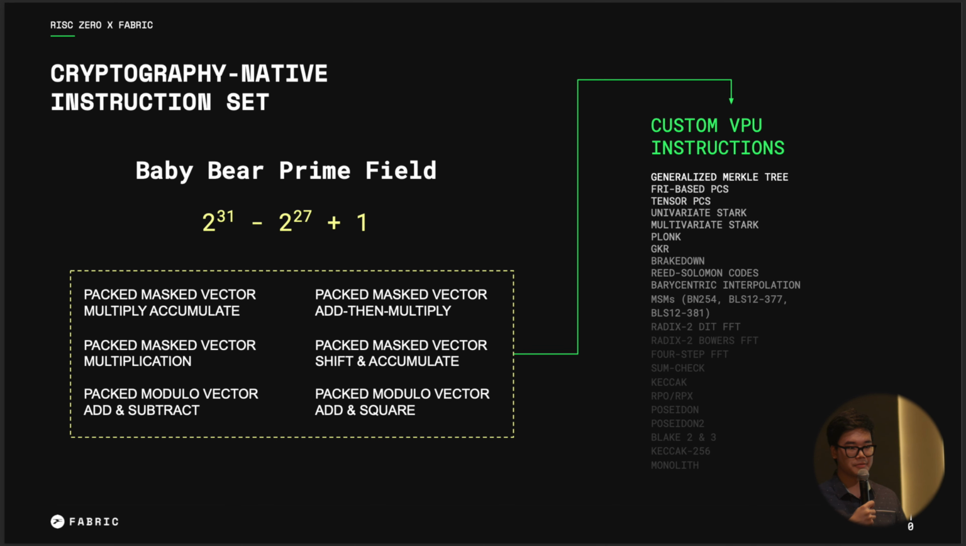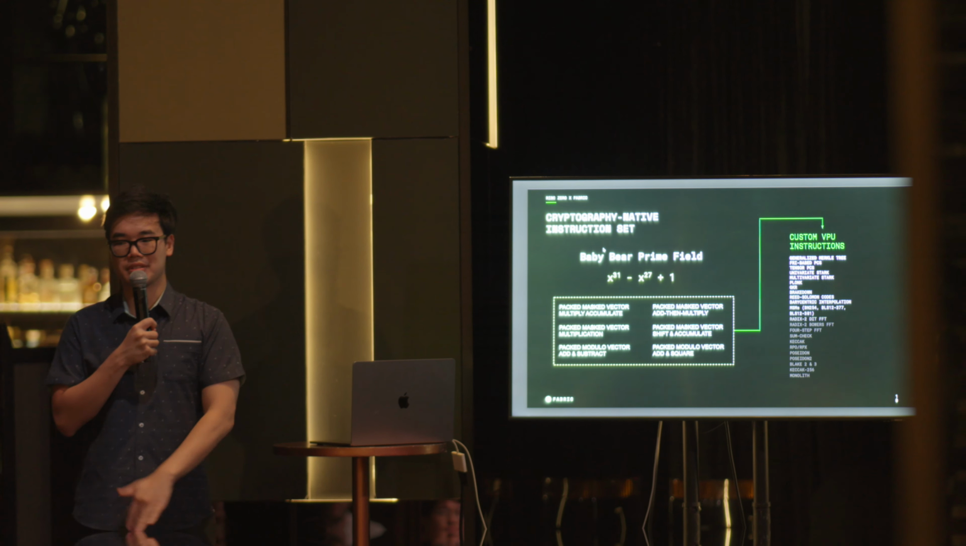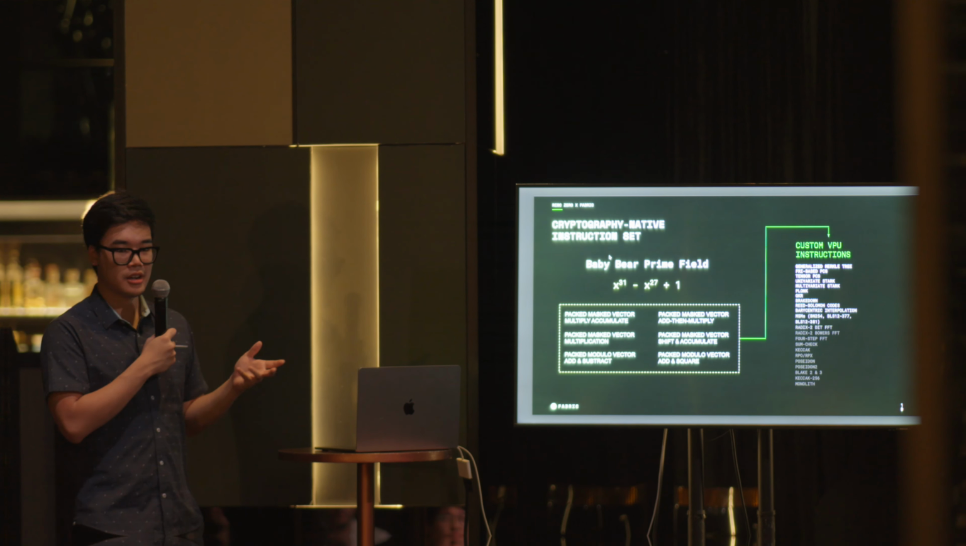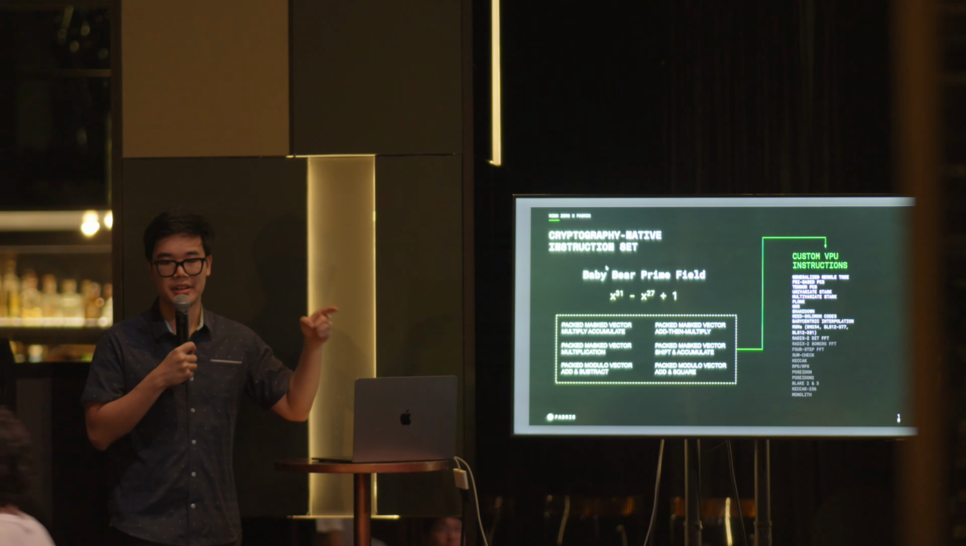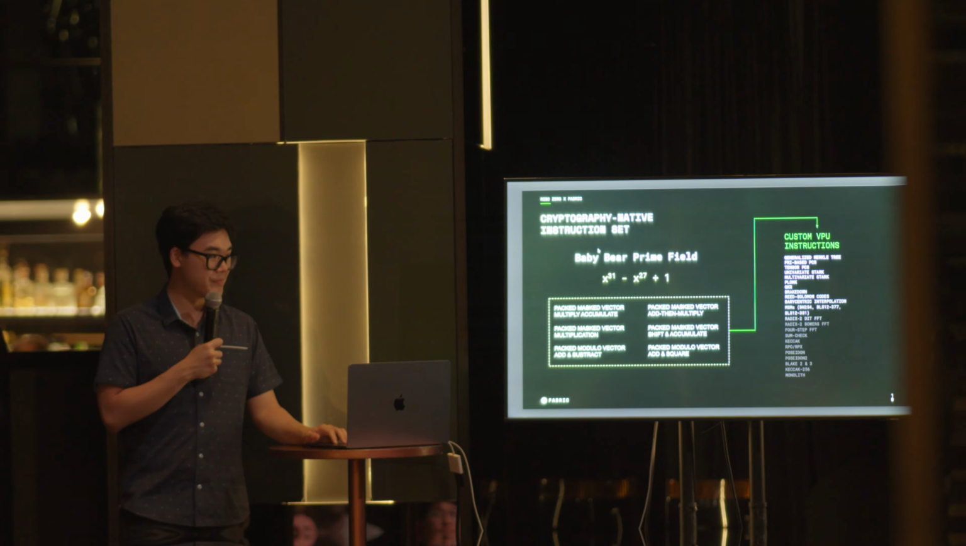And we've got a cryptography native instruction set that we've co-designed with collaborators like RISC Zero. So we have custom VPU instructions that are capable of doing these things with high performance. You see all of the different things, from MSMs to NTTs to Poseidon hash functions, Keccak. It doesn't matter what you're doing in the field of ZK, you've got the ability to do it with super high performance. And specifically, RISC Zero runs on the Baby Bear prime field. We have that natively. And so in one instruction, you can do a multiply and accumulate with a Baby Bear prime field.